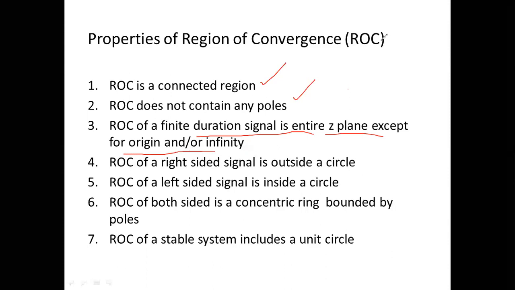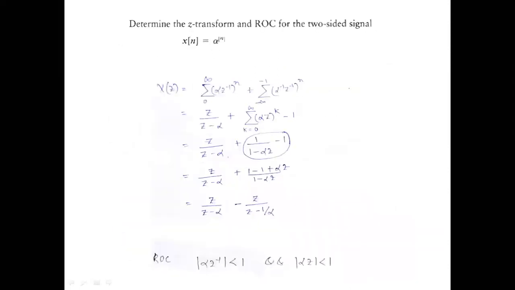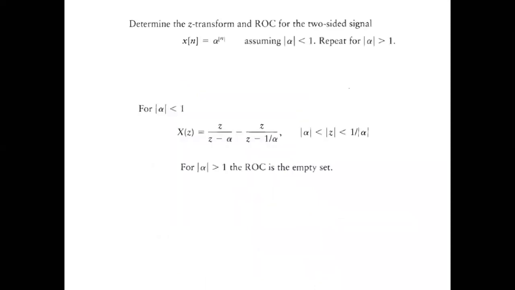Is it so? What is the statement? ROC of a finite duration signal is entire z plane. Have you seen any? Now let us go back to the problem. This signal here is infinite duration. I have not solved this. I will do it in the extra time, if at all you are interested.